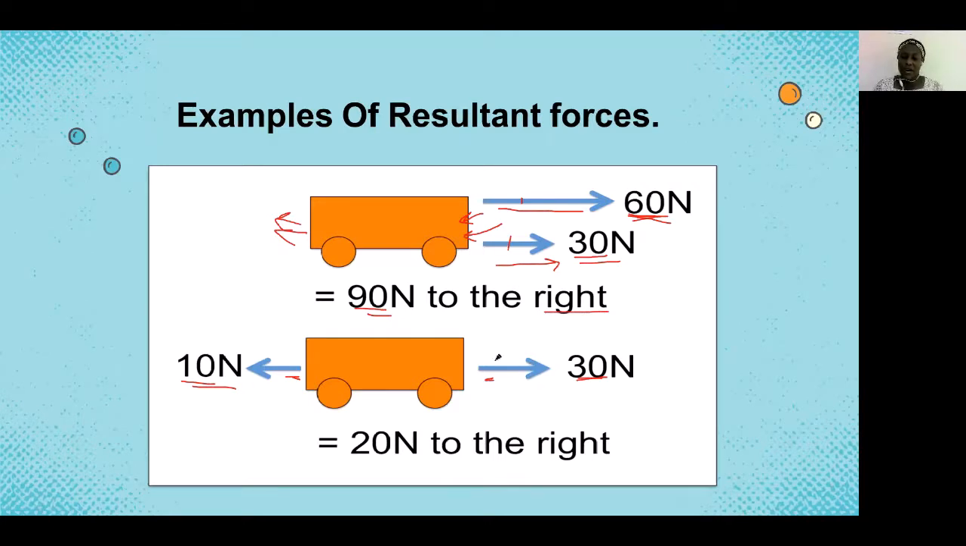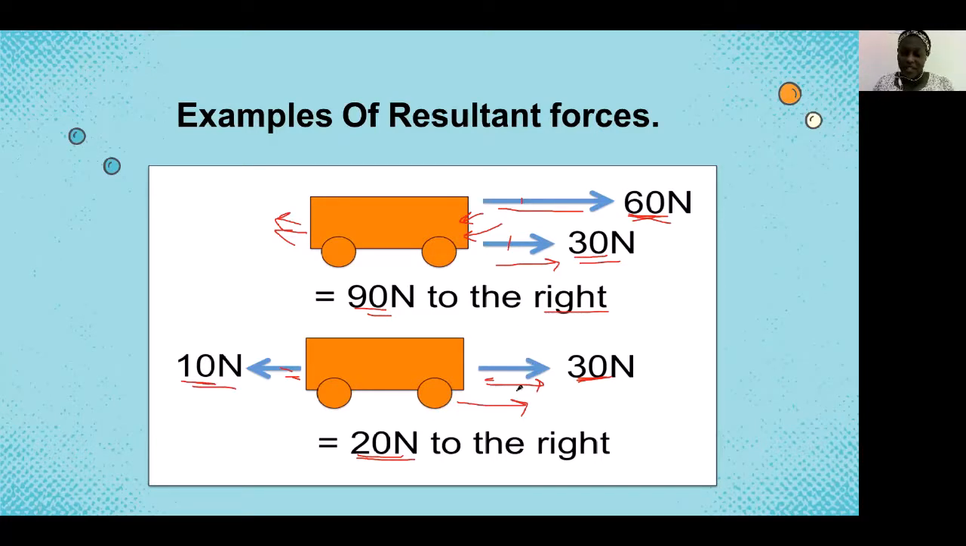But you have to do calculations here. You take 30 and you take away 10. Then you get 20 newtons. So the resultant force on this object is 20 newtons, and it will move towards the right, because towards the right has more force than towards the left. I hope you are following, students. I hope you have understood this one.